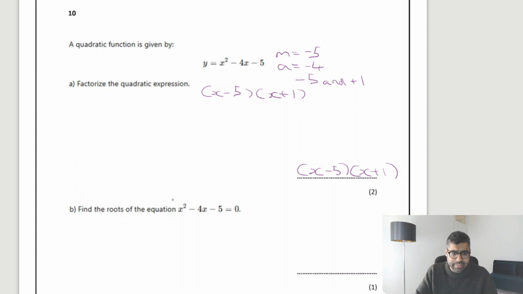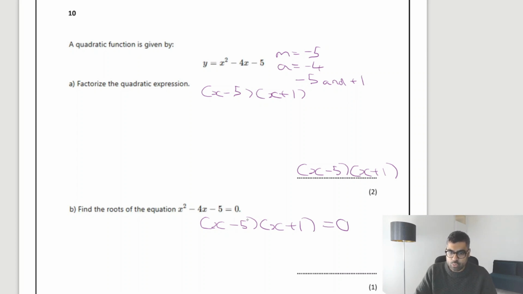Moving on to part B. Find the roots of the equation x squared minus 4x minus 5 equals 0. So in order to do this, the first step is factorising. However, we've actually done that from part A. So we can rewrite x squared minus 4x minus 5 equals 0 as x minus 5 and x plus 1 equals 0. This is very similar to one of the earlier questions we had in the paper.